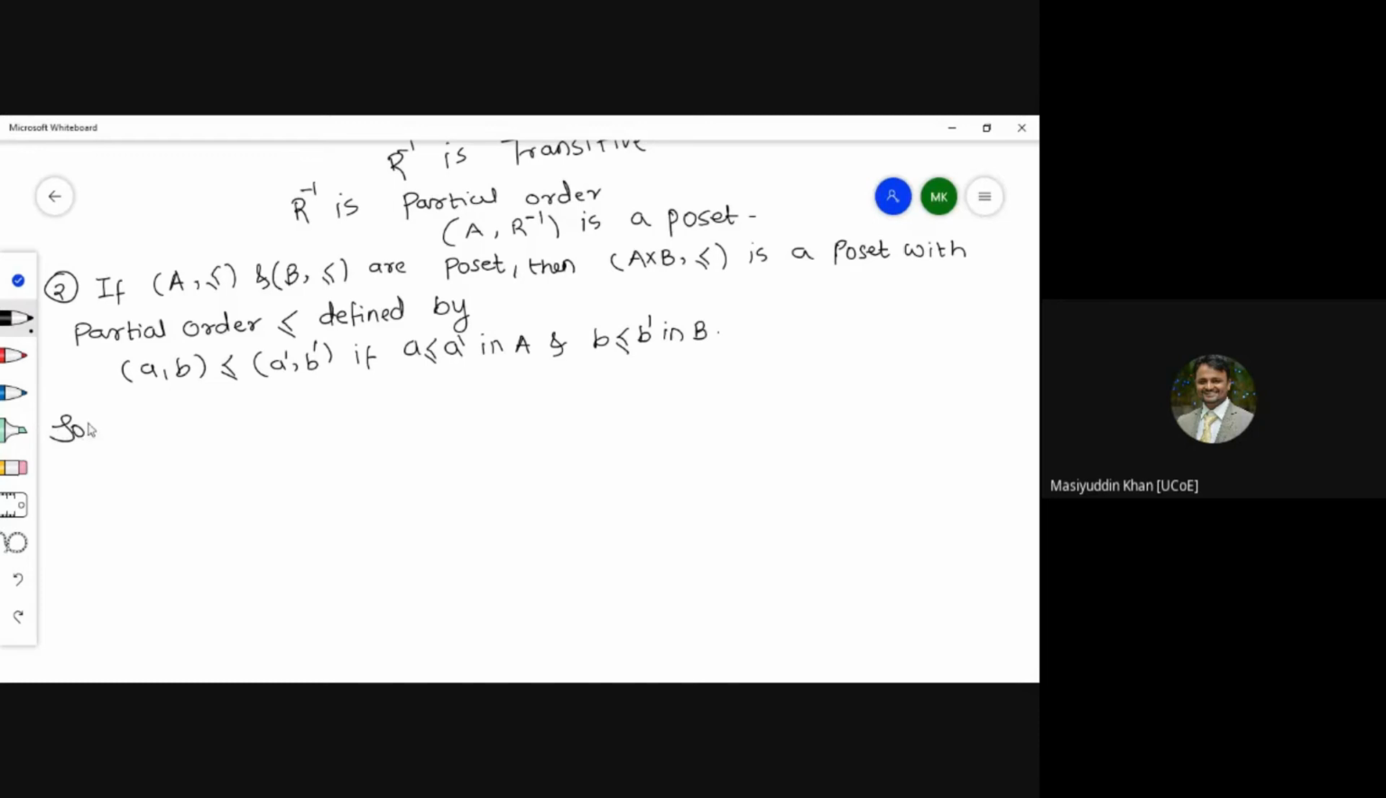Solution. The question is very easy, because if A with less than or equal to and B with less than or equal to are posets, meaning these two are partial ordered sets, then we have to prove the Cartesian product A into B is a poset with the partial order, that is, a relation defined less than or equal to according to this condition. So this condition we have to verify in reflexive, antisymmetric and transitive relation. So one by one we have to prove. The first one we have to prove is reflexive.